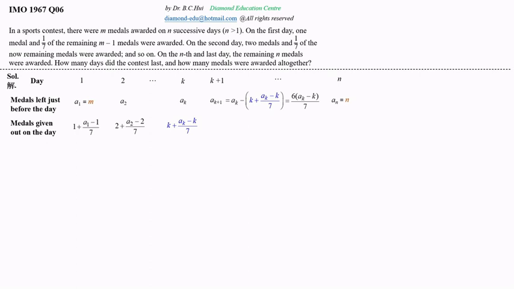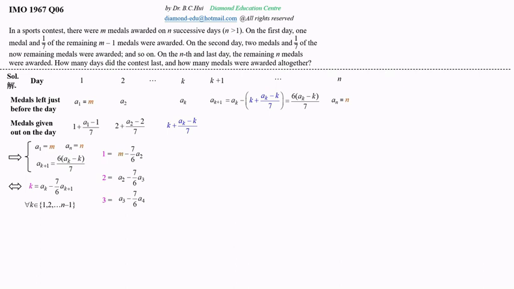This could be simplified as 1/7 of 6 times (AK minus K). So this is what we got: A1 equals M, AN equals N, and AK+1 equals 6/7 times (AK minus K). From this we got K equals AK minus 7/6 times AK+1. So let's list out some of the K's: K equal to 1, 2, 3, and so on, up to N minus 1.